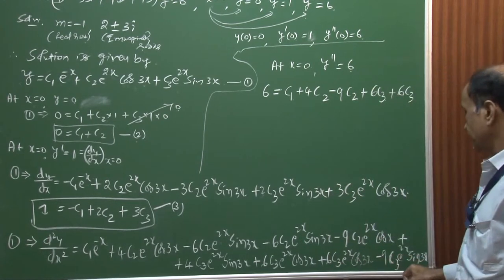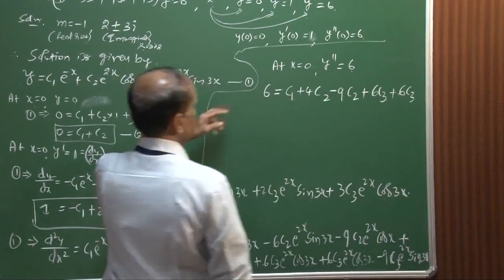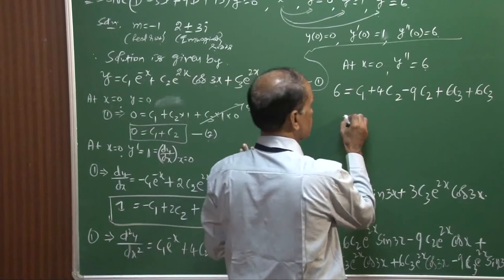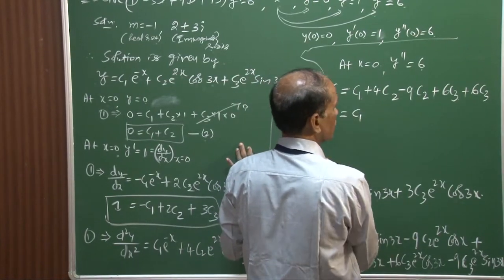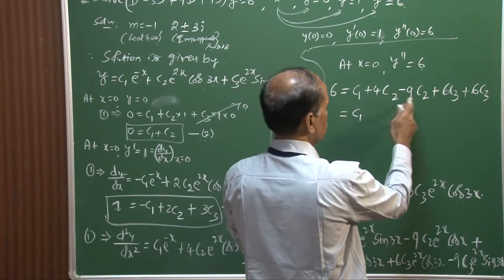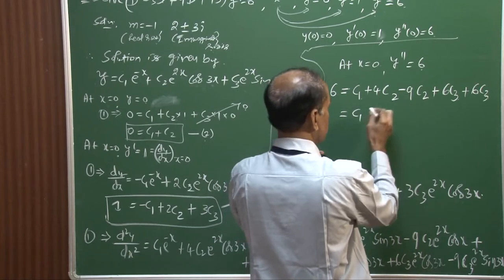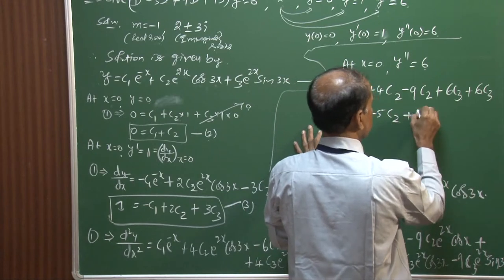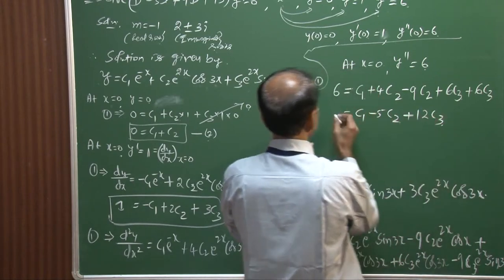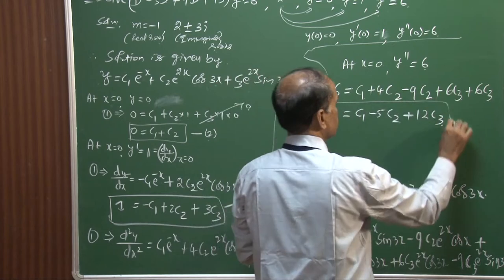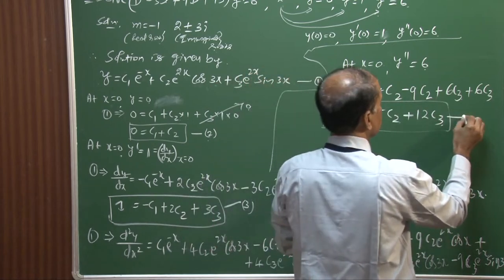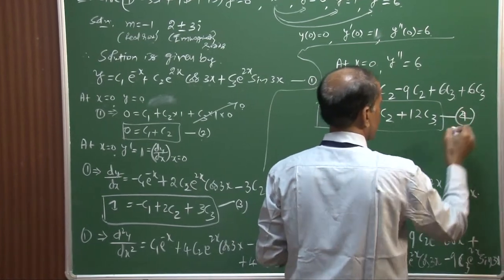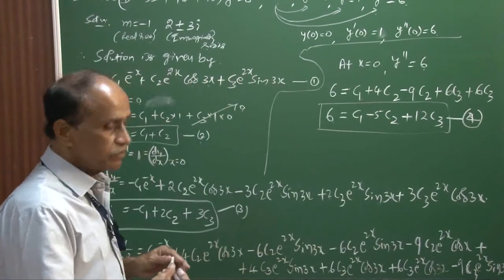The last term contains a sine function, and at x equal to 0, sin 0 is 0. Now you can add this: c1 appears only once, c2 appears twice, that is 4 minus 9, minus 5 c2, and 6 plus 6, it is 12 c3, and this is equal to 6. So this is the final equation, equation number 4, to solve for the constants C1, C2, C3.